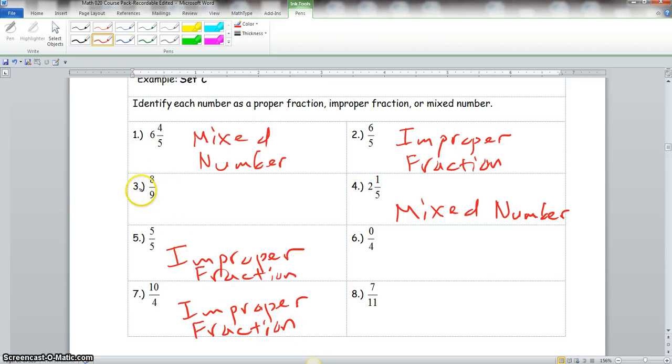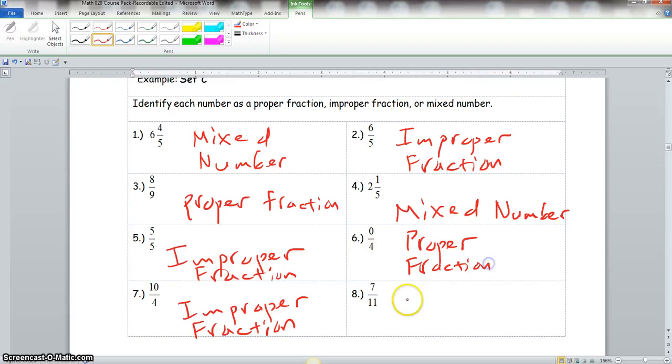Okay, now we look here. All of our numerators are less than our denominators, so this will be called a proper fraction. And this is a proper fraction. And this is a proper fraction. Now it's very important that you know the difference between these three, because if you're dealing with a proper fraction, you know that's less than 1. If you're dealing with an improper fraction, you know that's greater than 1, and a mixed number is greater than 1.